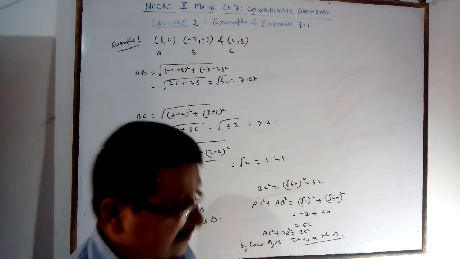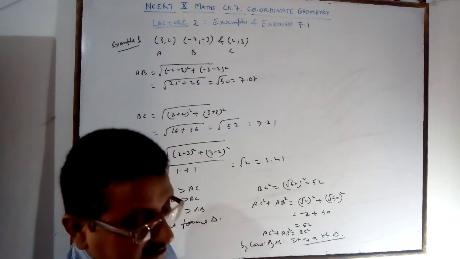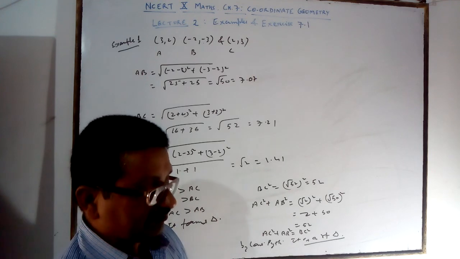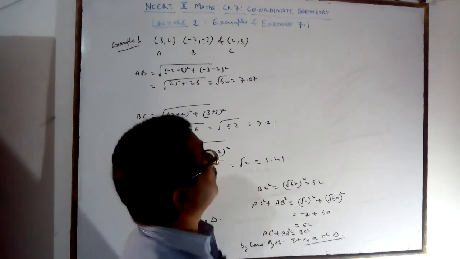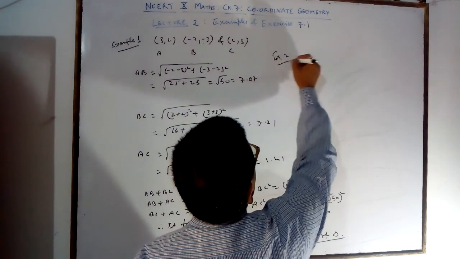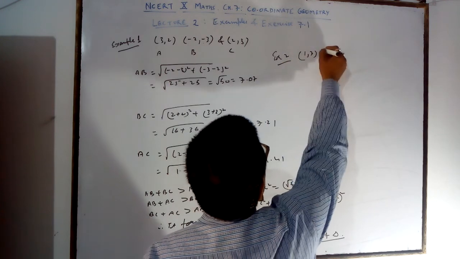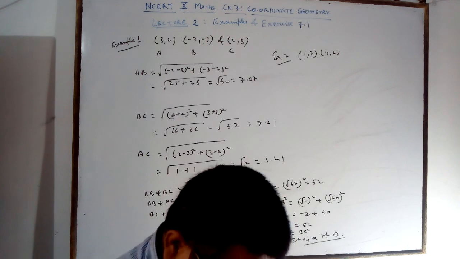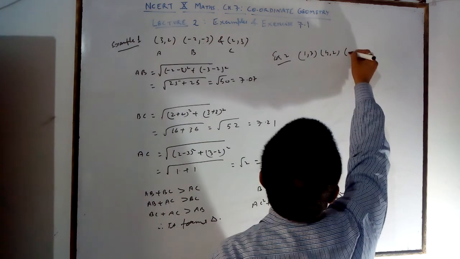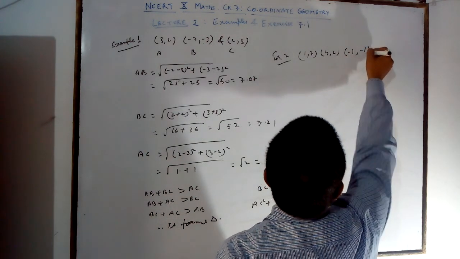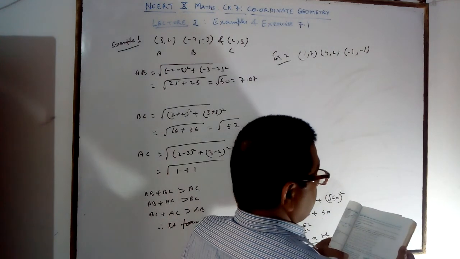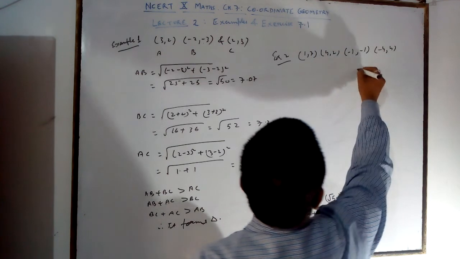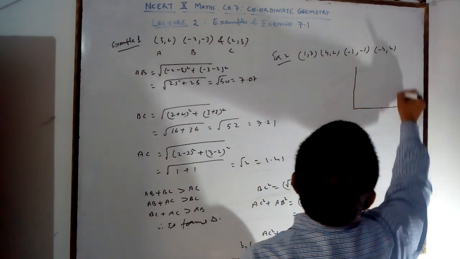Like this, another example is given. So you are seeing Solution 2. Show that the points are vertices of a square: (1, 7), (4, 2), (-1, -5), (-4, 0). Example 2 is given. Suppose it is a square.